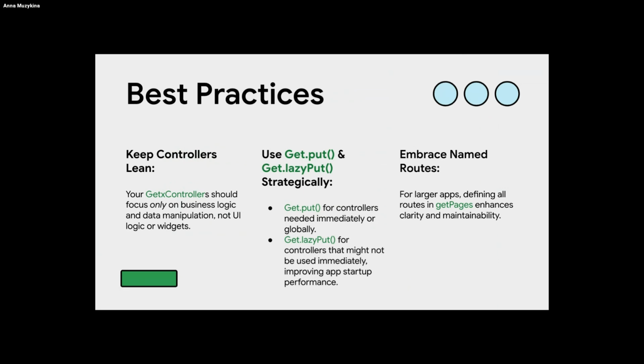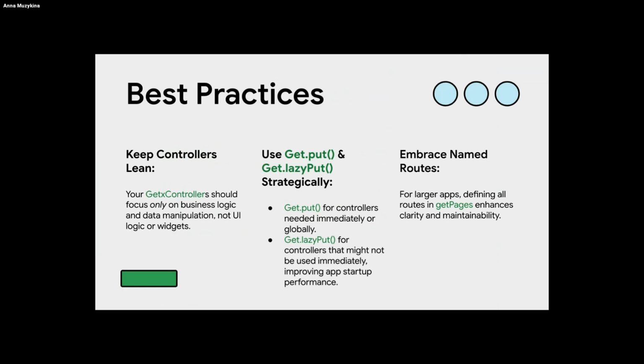Use Get.put and Get.lazyPut strategically. Get.put is great for controllers that your app will definitely need right away, for example, your user controller. But Get.lazyPut is a performance optimization. It registers a recipe for creating the controller, but the controller isn't actually instantiated until its first request. Use these for controllers associated with screens that users might not visit immediately.